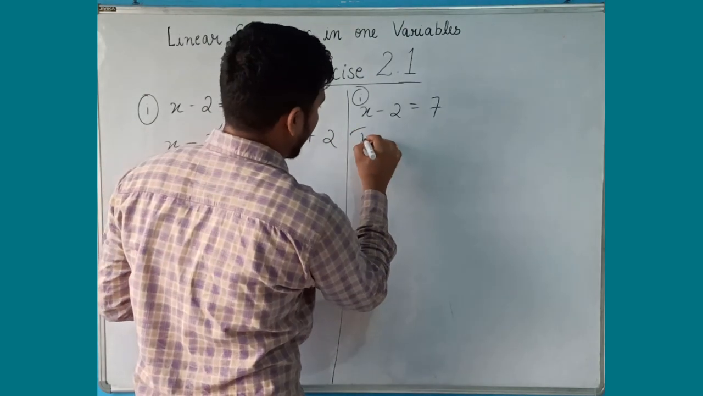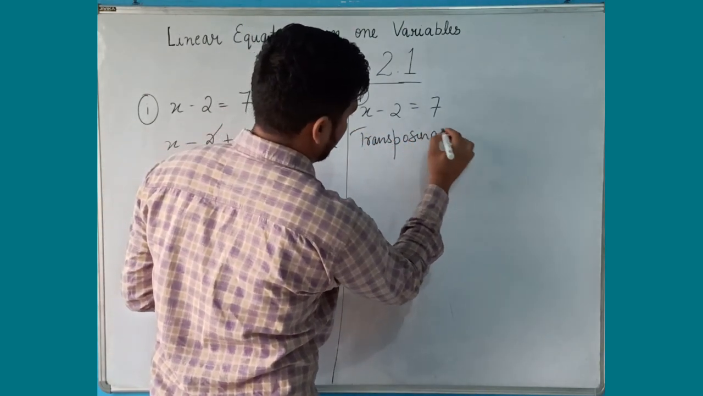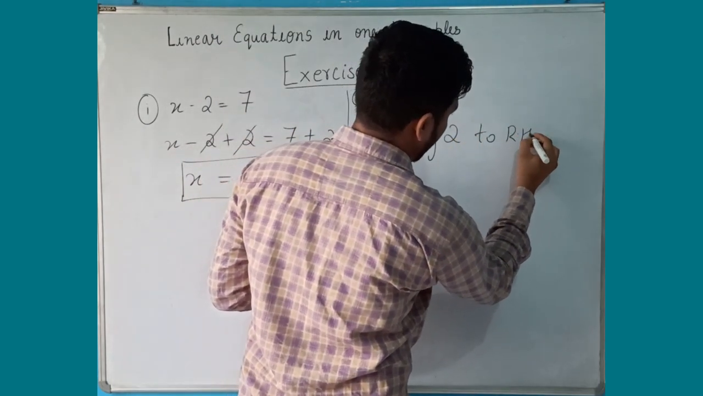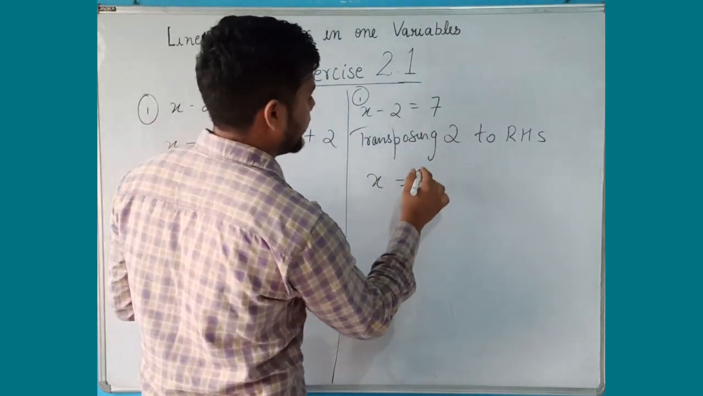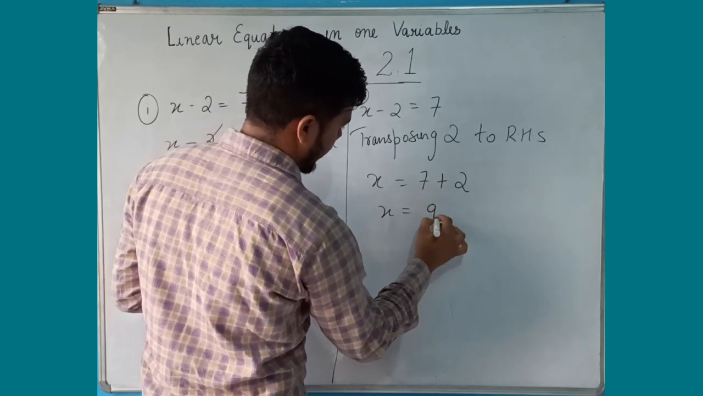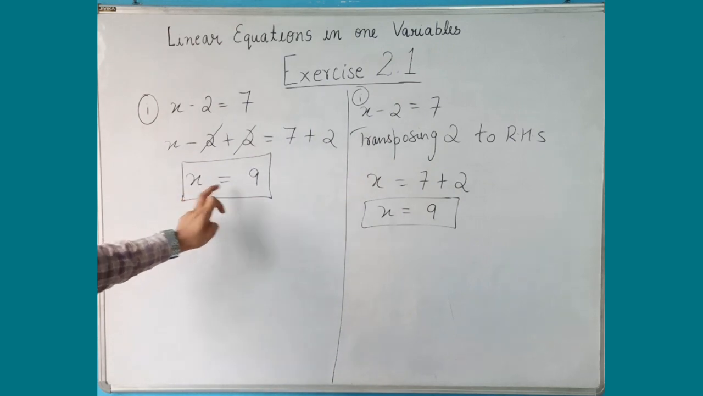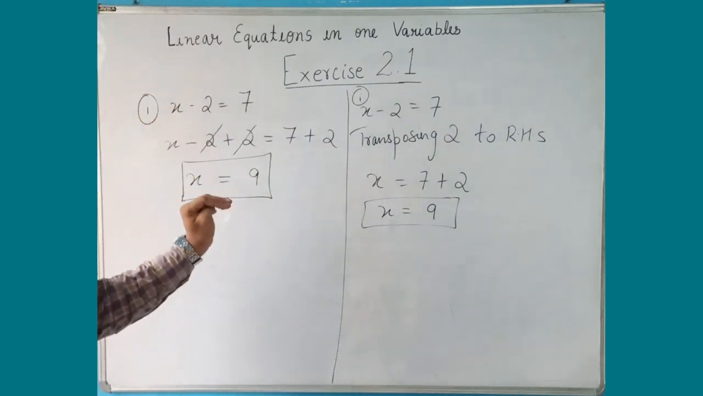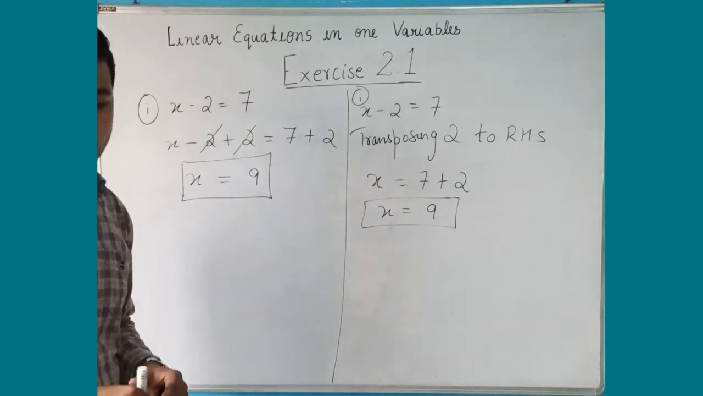So let's write here, transposing 2 to RHS, that is right hand side. So x is equal to, minus 2 will go that side and it will become 7 plus 2. So x is equal to 9, and we have the solution over here. Any method you choose, make sure that you know all the steps of that method, because at the end the answer will be the same. Now let us go with the second problem.